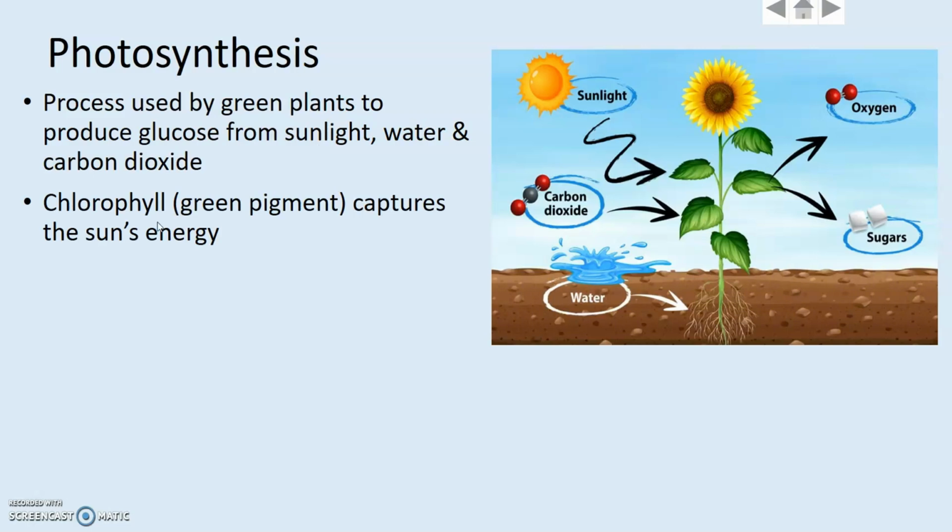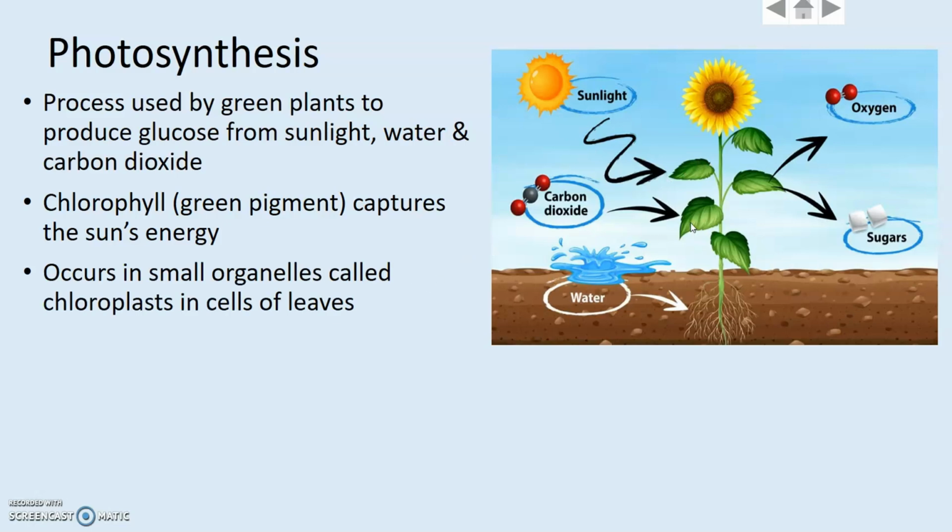It needs a substance called chlorophyll, that's that green pigment that we have in the leaves and some stems that captures the energy. It occurs in little organelles inside the cells of the leaves called chloroplasts.